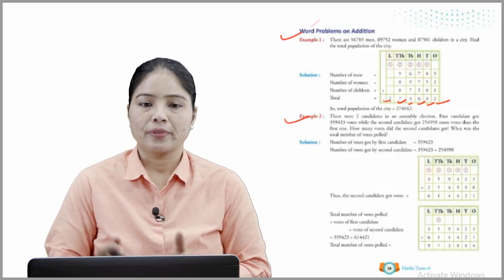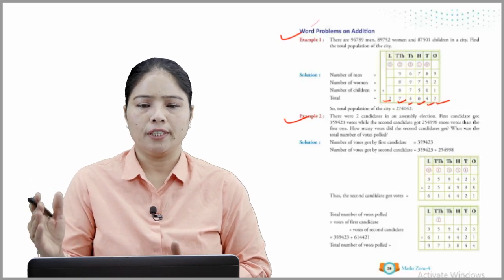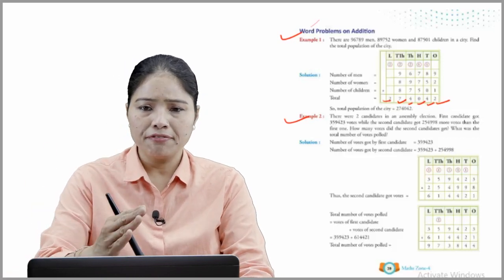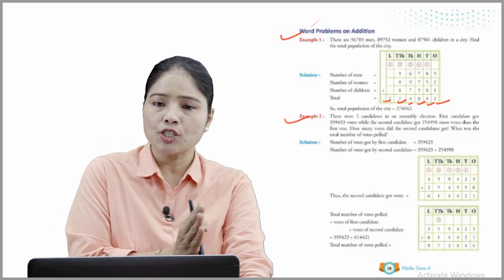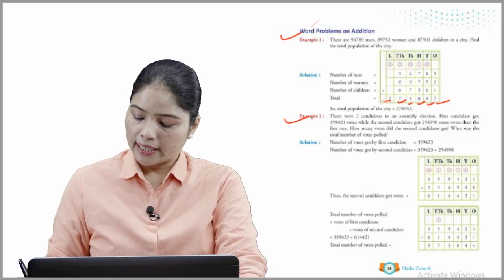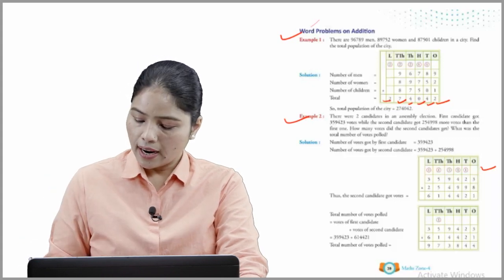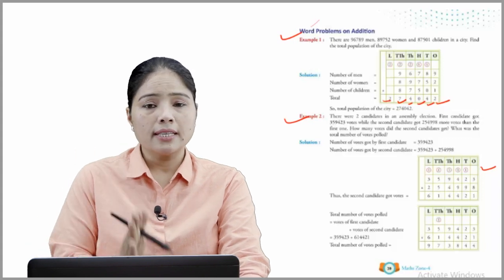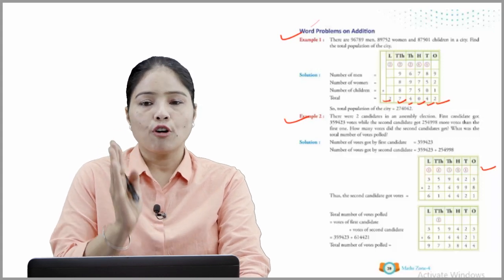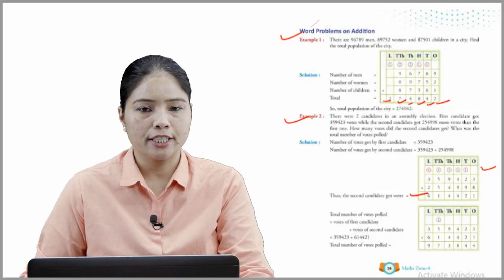So see the solution. Number of votes got by first candidate: 359423. Okay beta. Number of votes got by second candidate, how many did the second get? To 359423 we will add 254998. Okay, so what we have to do is write it column-wise. First add the ones place, then tens, 100, 1000, 10,000 and lakh. Thus the second candidate got 6,14,421 votes. This is the total votes the second candidate got.